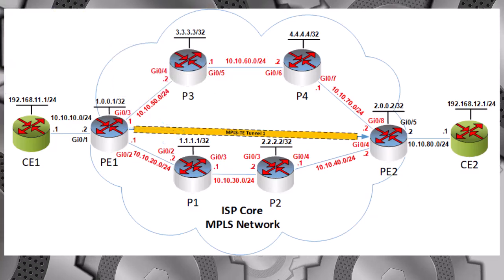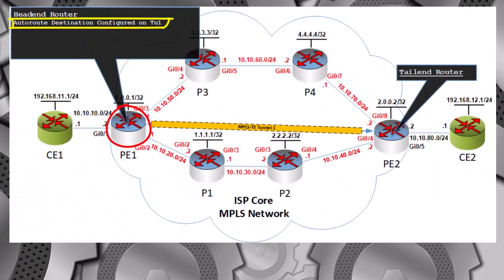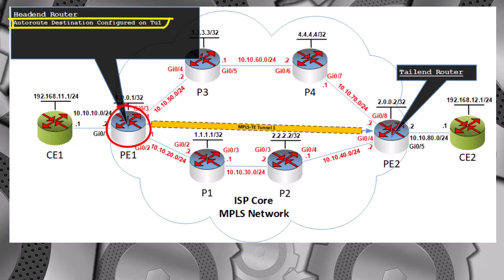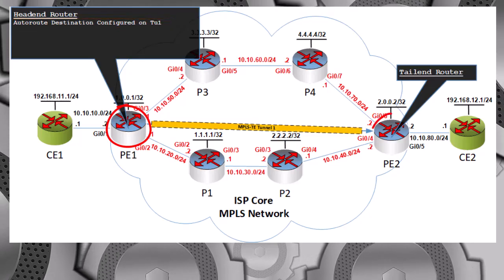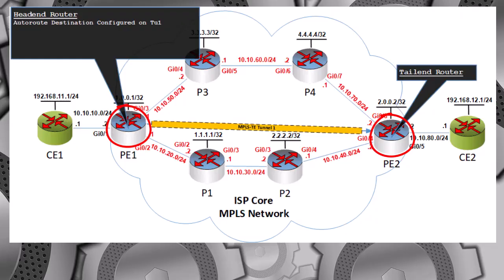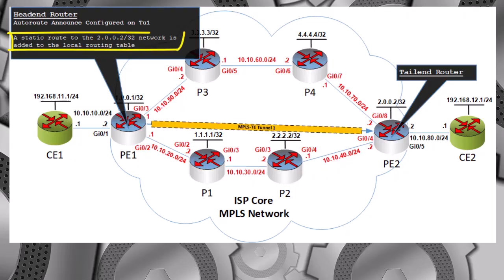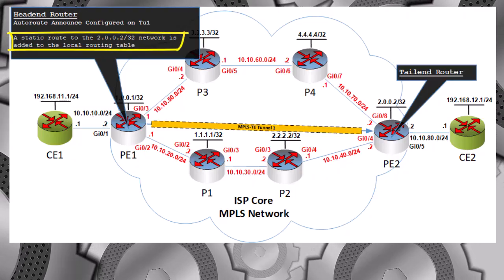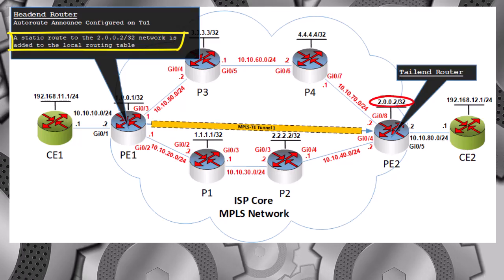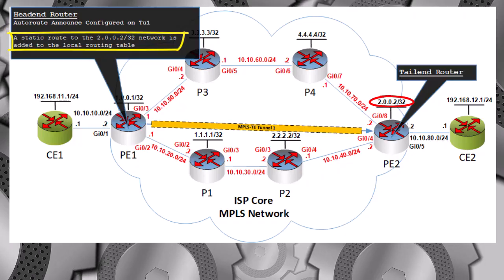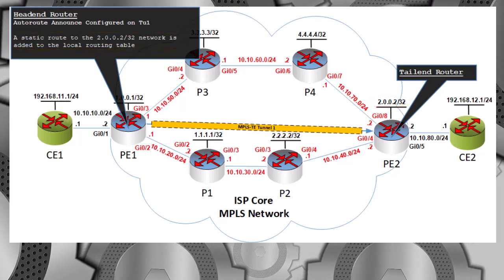So what does the Autoroute Destination feature do? By enabling it on Tunnel 1, on our PE1 headend router, we are telling the PE1 router to automatically install a static route on the local routing table to the tail end router's IP address via the tunnel interface. The destination IP address in question is actually the IP address on which the TE tunnel terminates. Specifically for this particular tunnel, it's the 2.0.0.2/32 address. The result is quite simple and very specific, but it's quite useful. Let's take a look at how it works in action.